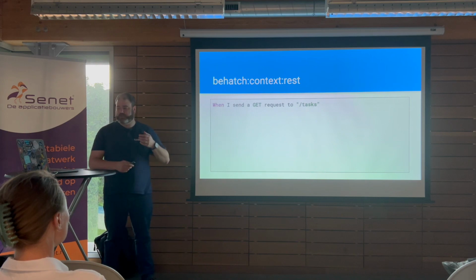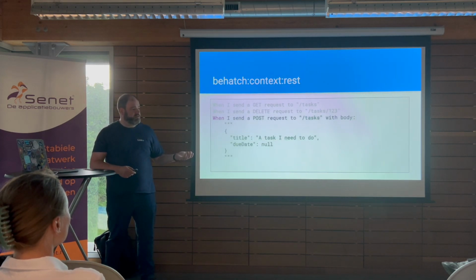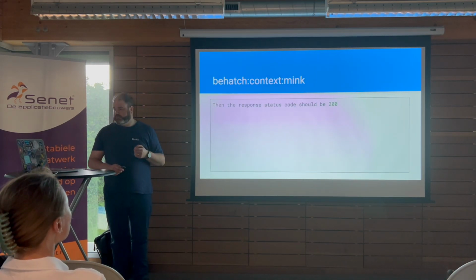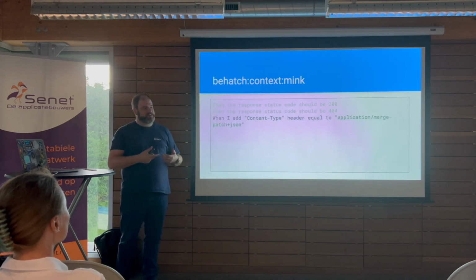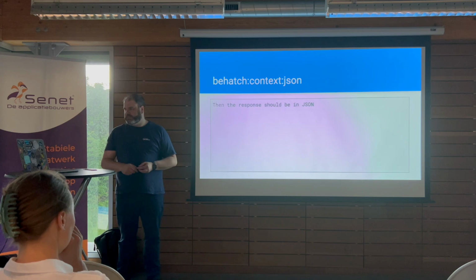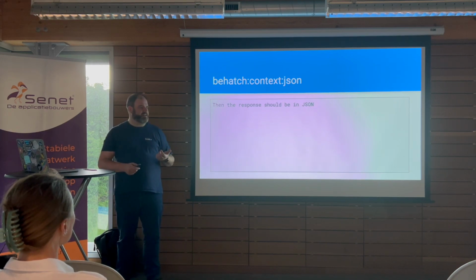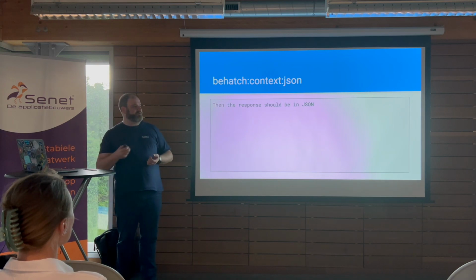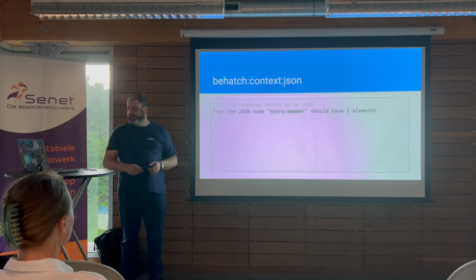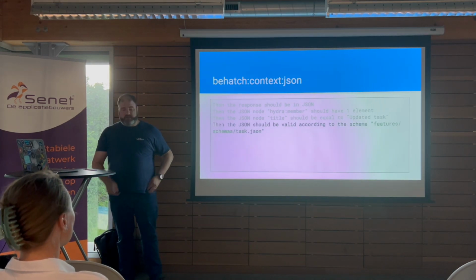The REST context is used for sending a request, for delete requests, a post request with a body. With the Mink context, we can check the status code, different versions. We can also say that we want to add specific headers before we do the request. And the JSON part is the JSON thing. You can check if it's JSON at all, which we also always add in our tests, because as soon as someone forgets a var dump, this one will fail. You can check specific nodes, you can check specific nodes for specific values, and schema testing.